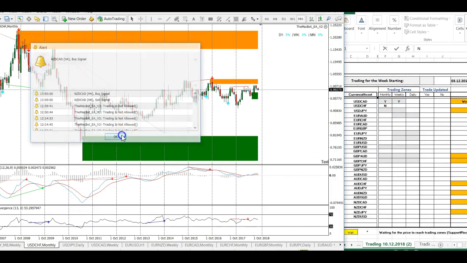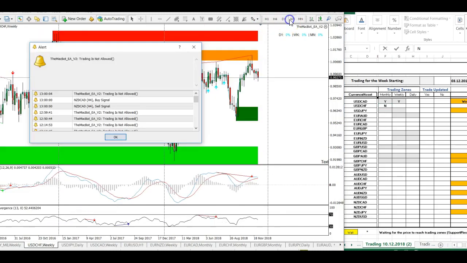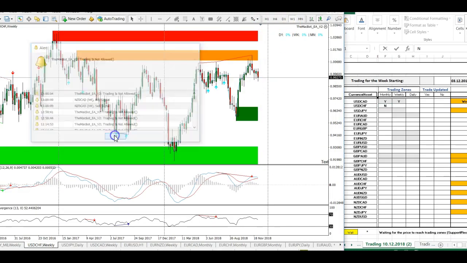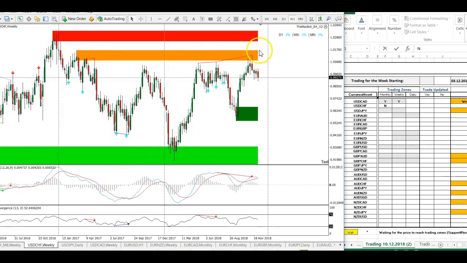Next, we'll move down to the weekly. Is price at a weekly trading zone? No. You'd say it was at a weekly zone there 3 weeks ago, and it's moving down nicely from that zone. So it's a no. So we've got two no's there, which means no signal.